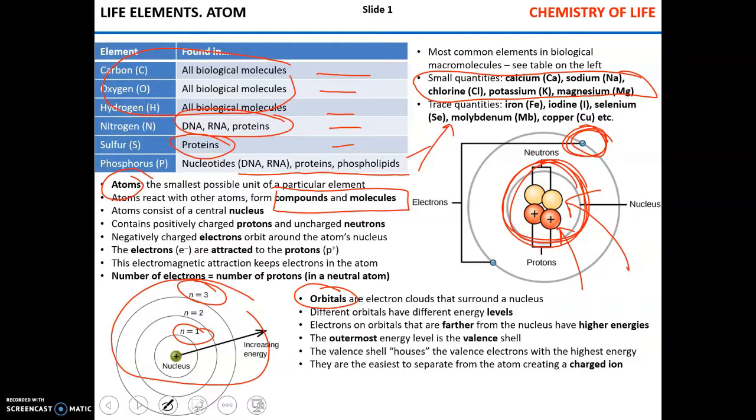The outermost energy level, the outermost shell, in this example number 3, is called a valence shell. Valence electrons have the highest energy, and they are the easiest to separate from the atom. If electrons are separated from the atom, it loses some of its negative charge. It was neutral, remember, but when it loses some of the electron charge, it becomes a charged ion.